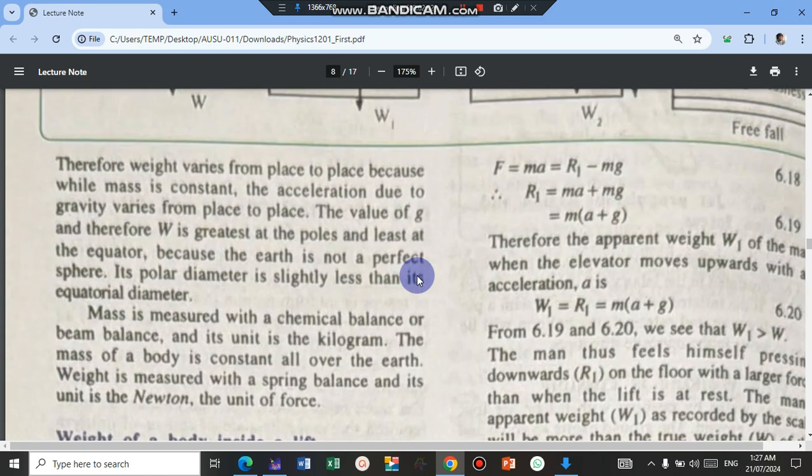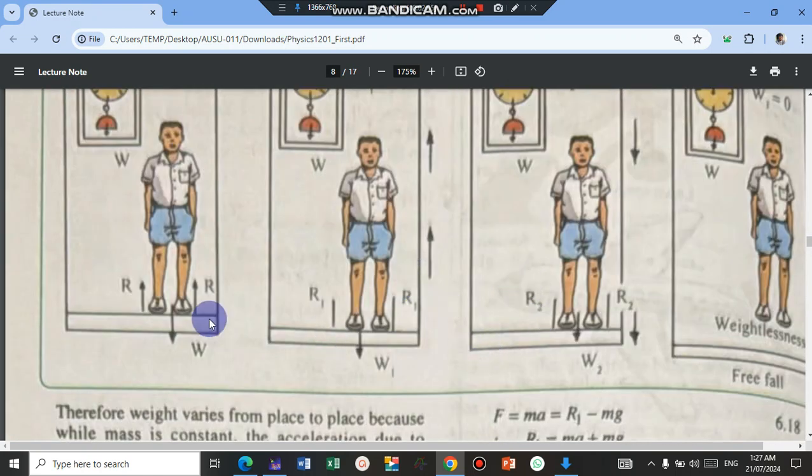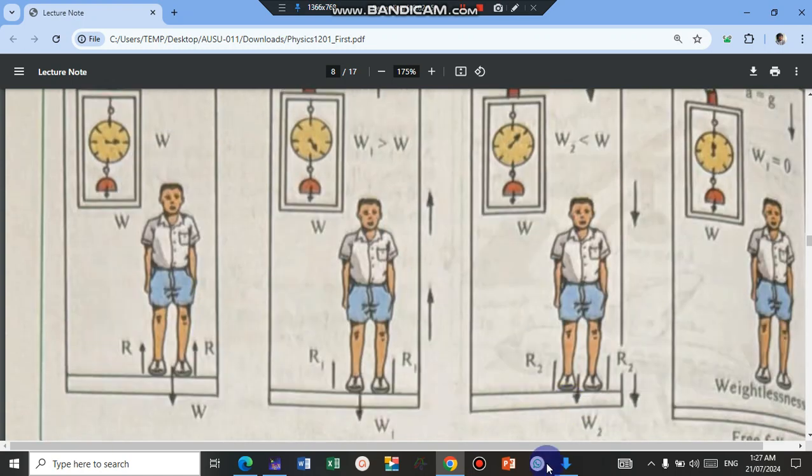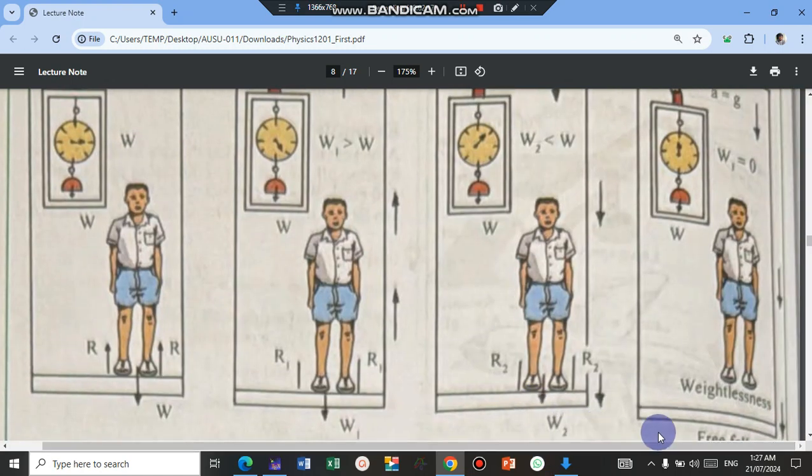Let's go back to the diagram. As you can see, in the first one, the man is touching the floor. The man is touching the floor of the lift. This one too. But look at the fourth one. The man is not even touching the floor at all. He's floating inside, because his weight is 0.